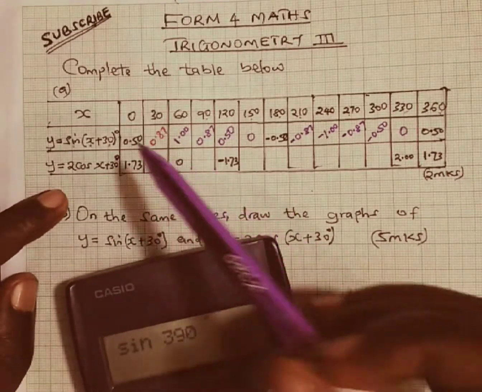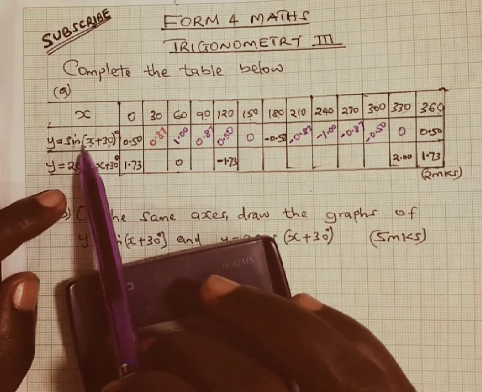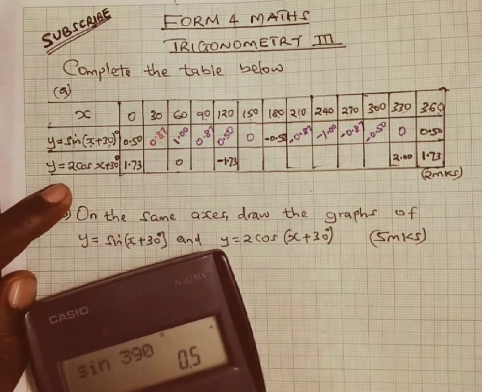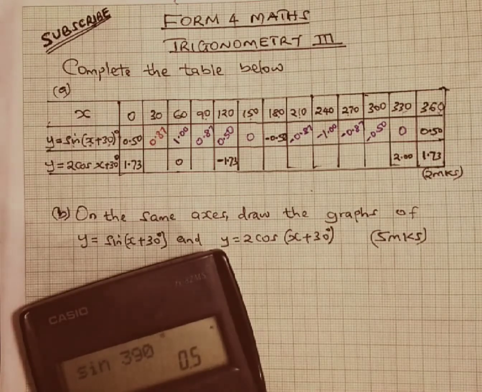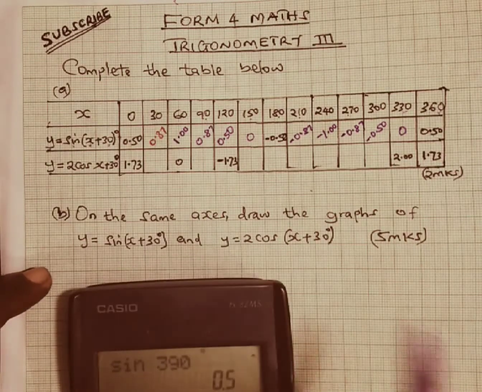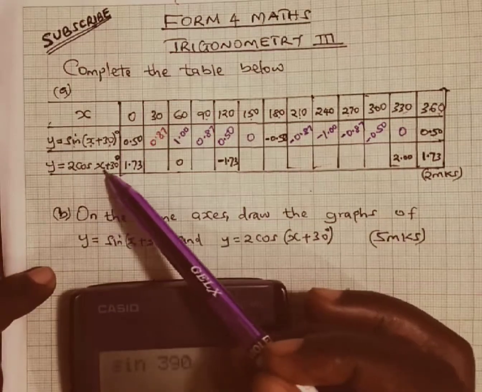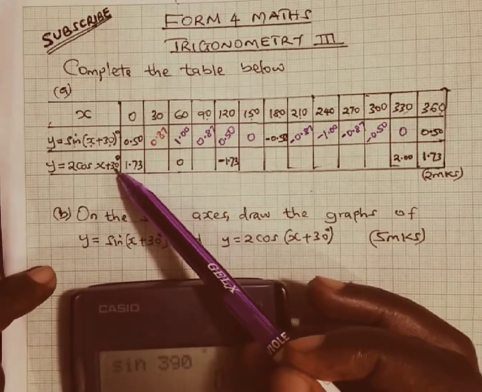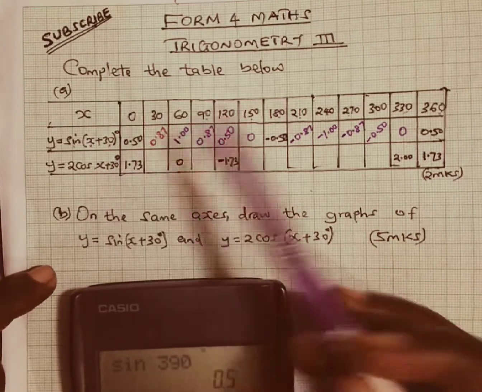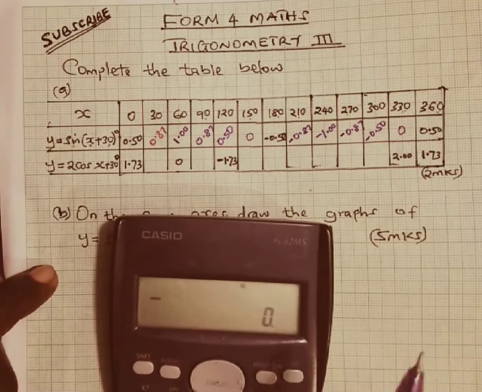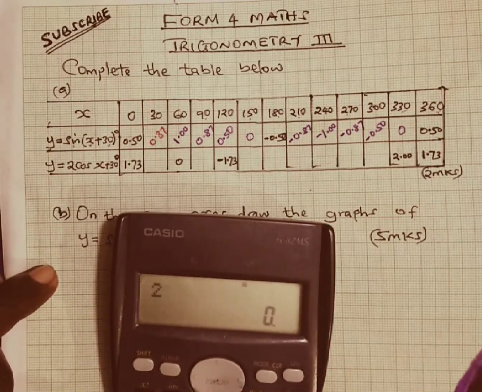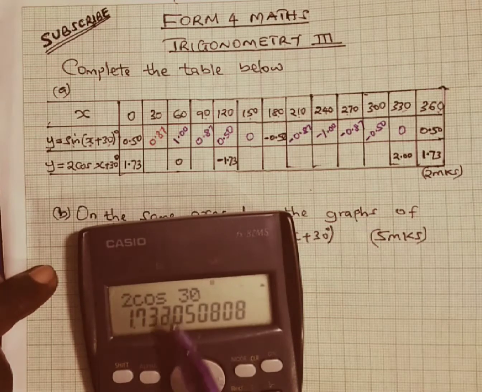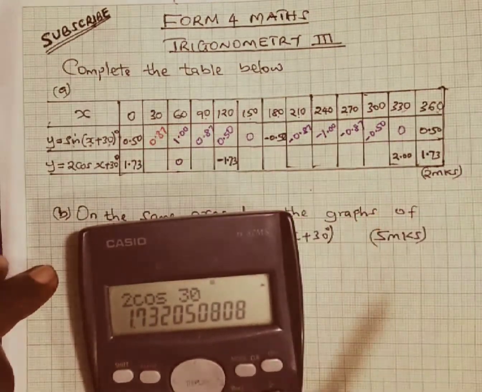So we have already worked on the function y is equal to sine x plus 30. Now we go to the second function, where we have 2 cos x plus 30, and for the first one x is 0, so 0 plus 30 we get 30, so it is 2 cos 30, and that gives us 1.73 correct to 2 decimal places, and that is what we have there.